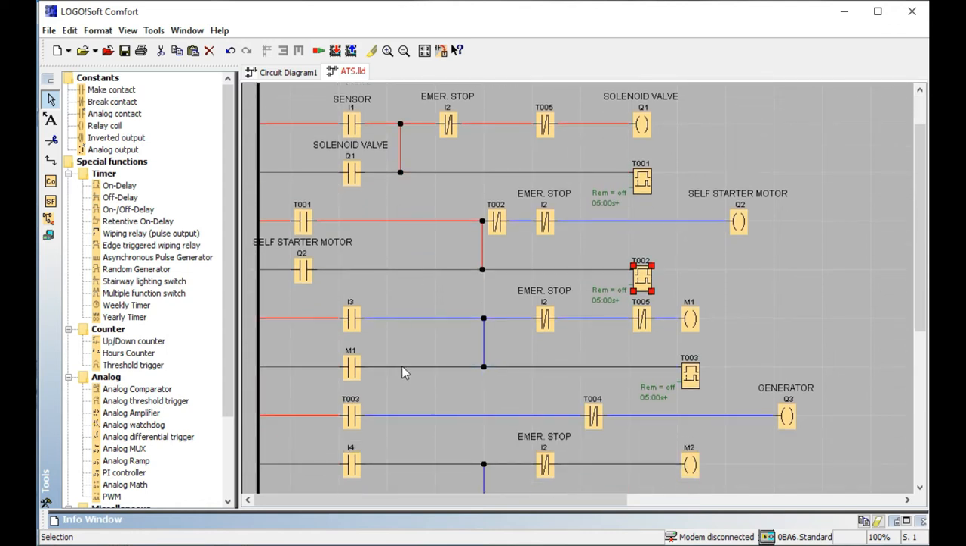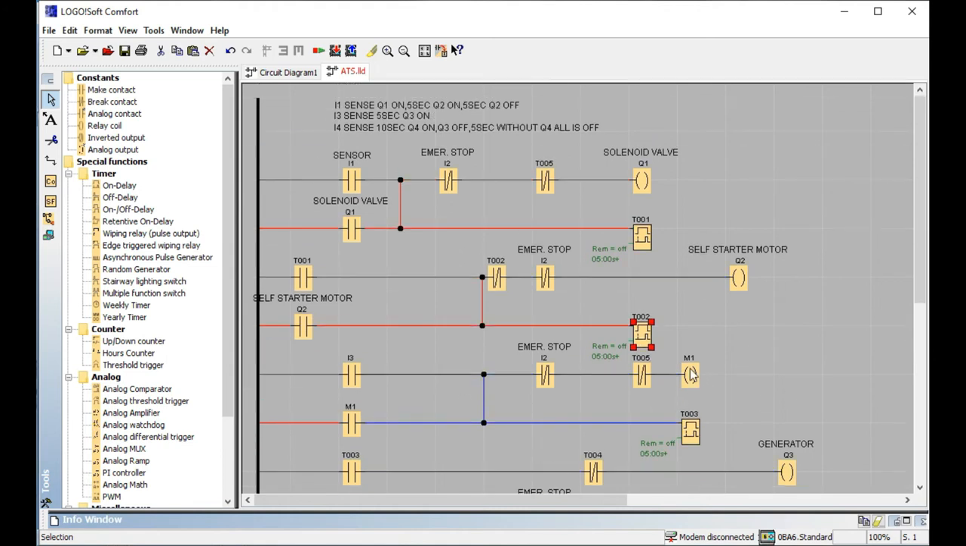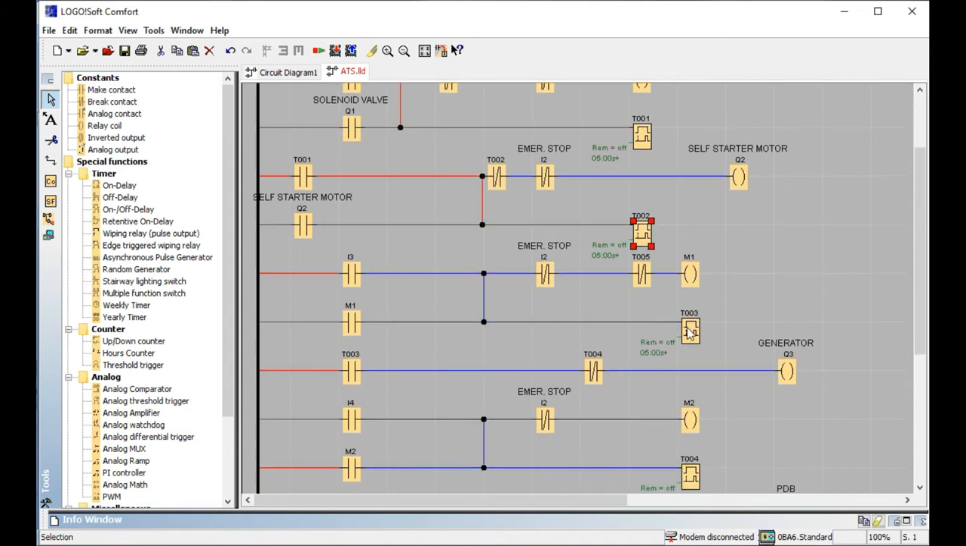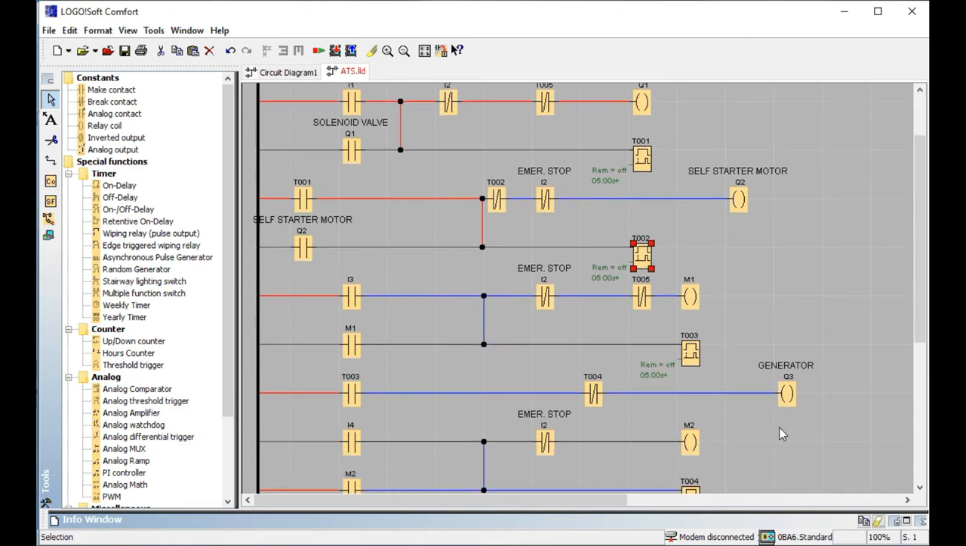Then I3 senses. Why does it sense? That is called QM1, or the relay is latching in. And then there is a 5 second delay. After 5 seconds, timer T0 number 3 is counting the 5 seconds, and then Q3 is on, that means the generator will be on.